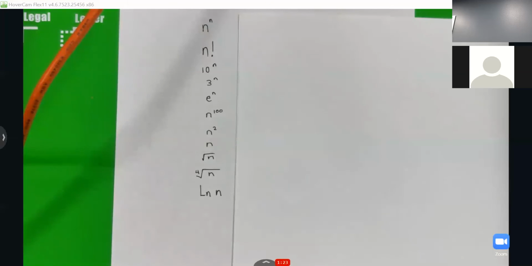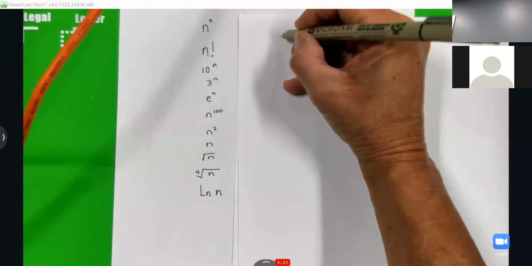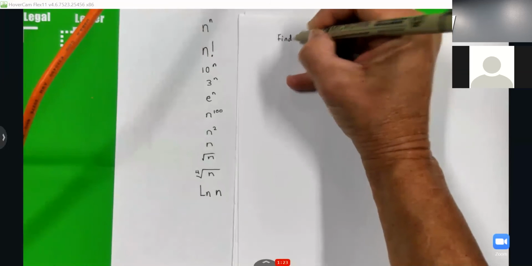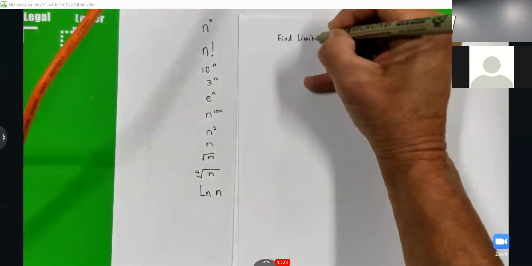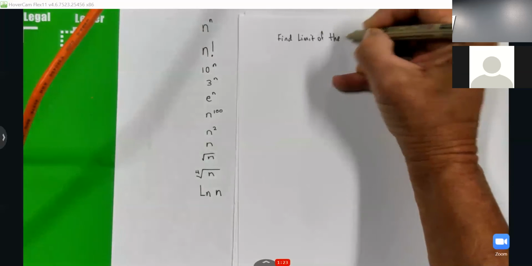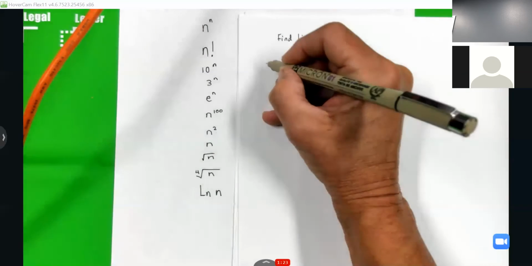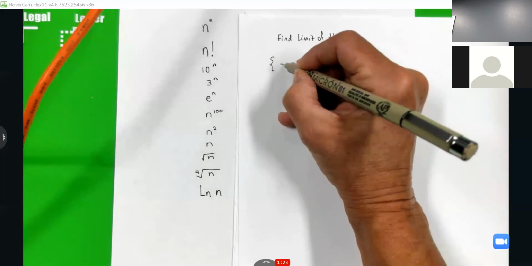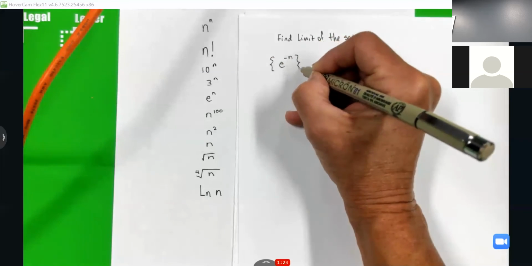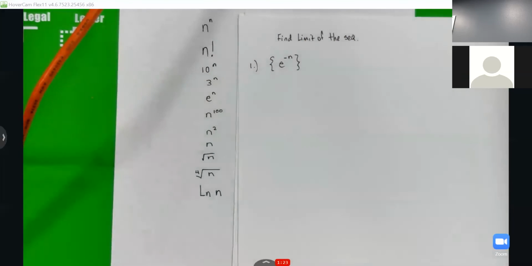Let's look at the sequence. Continue to find the limits. Find the limit of the sequence. So I'll start renumbering again since I lost track of the numbers.